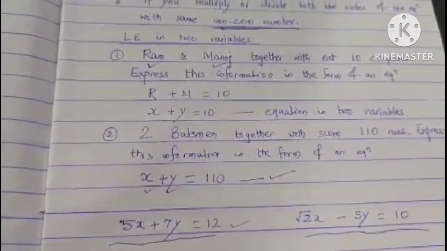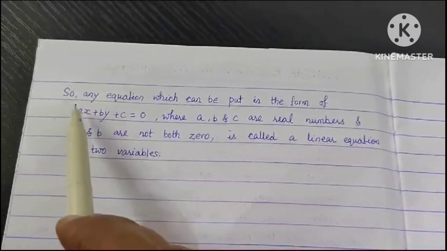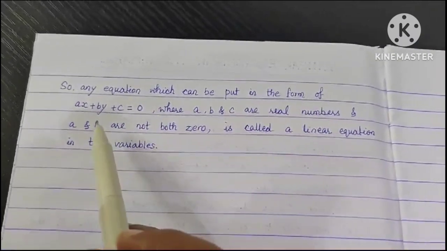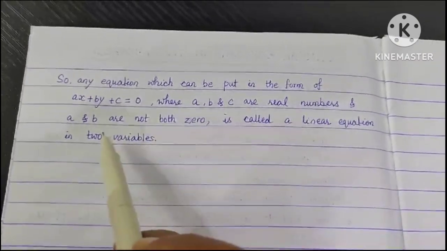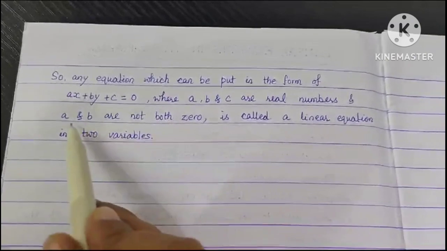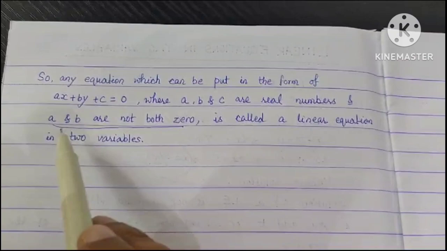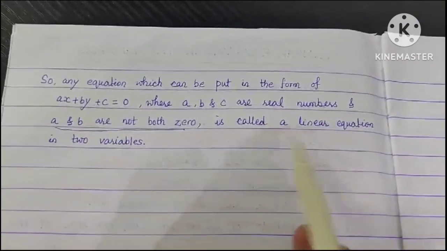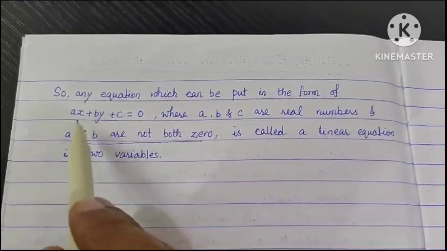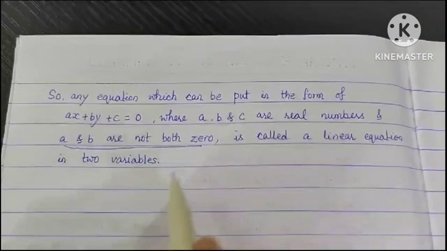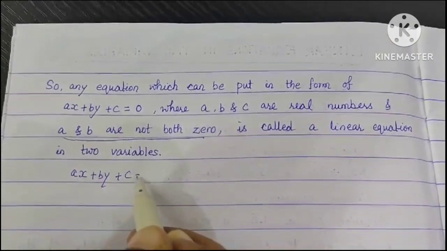Now let us move forward. We understand from the above discussion that any equation which can be put in the form of ax plus by plus c equal to 0, where a, b and c are real numbers and a and b are not both 0, is called a linear equation in two variables. One of a and b can be 0, but both should not be 0. So ax plus by plus c equal to 0 is the standard form of a linear equation in two variables. What is the standard form? ax plus by plus c equal to 0.